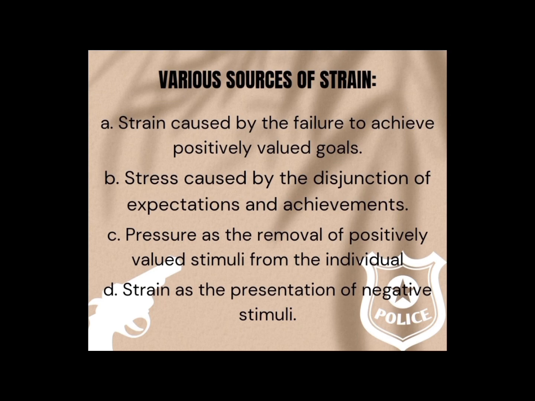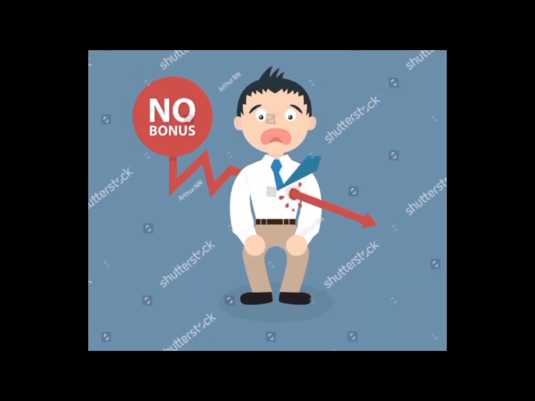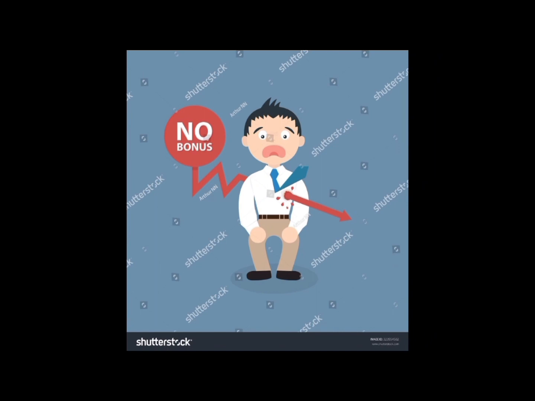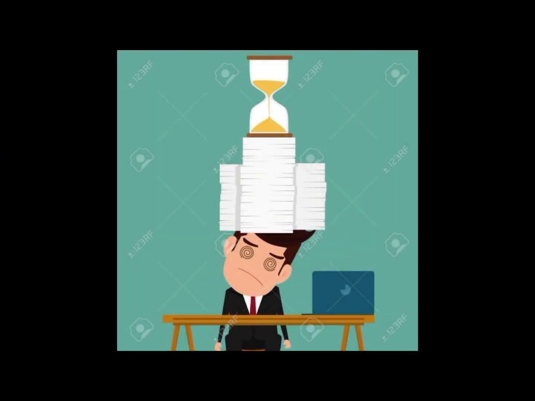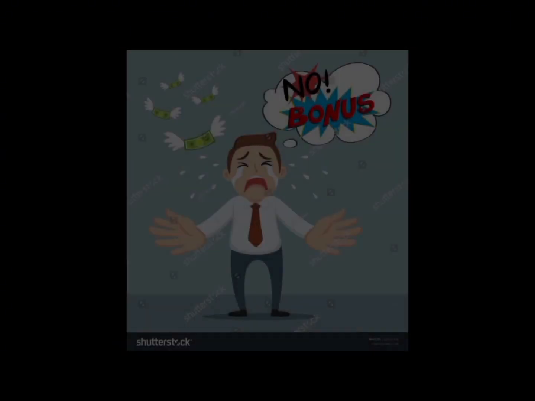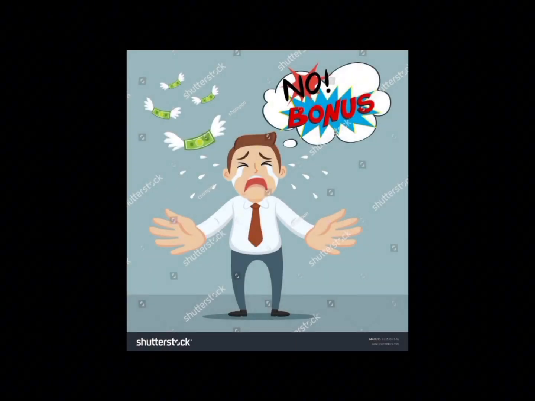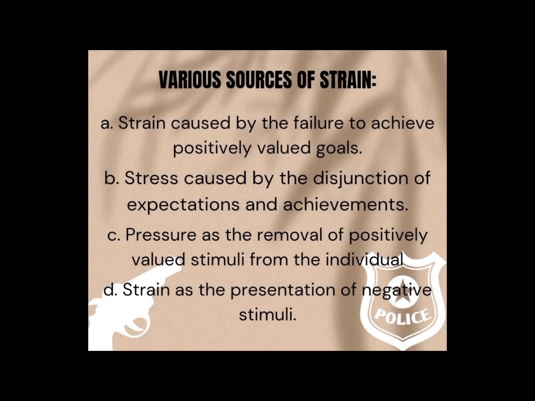Example po natin is trabahador. Okay, trabahador po, sinabihan po sila na hindi sila makaka-receive ng bonus na ina-expect nila. They may experience pressure to perform better in the future because the positively valued stimulus or yung bonus has been removed. Letter D, strain as the presentation of negative stimuli.